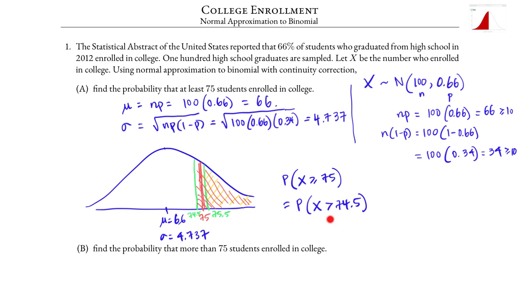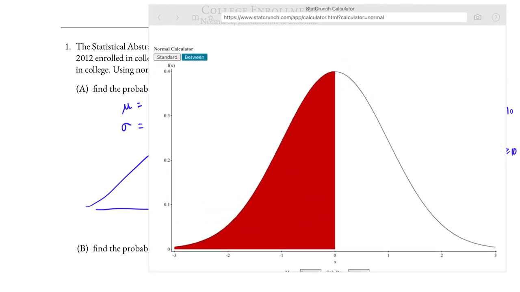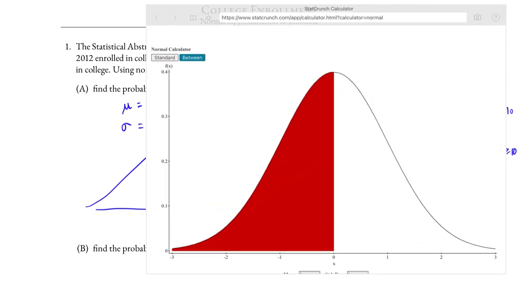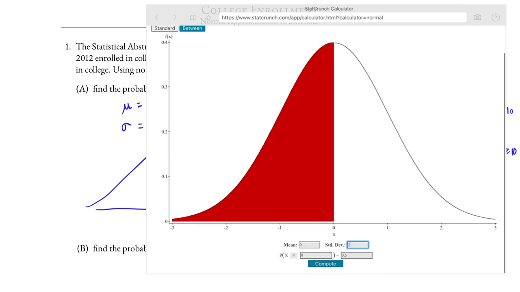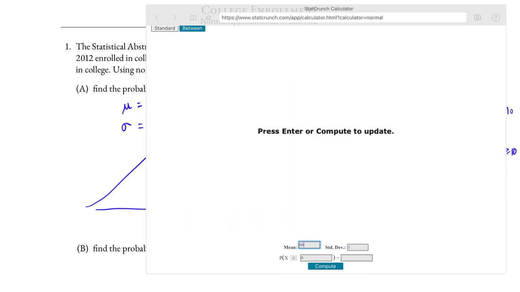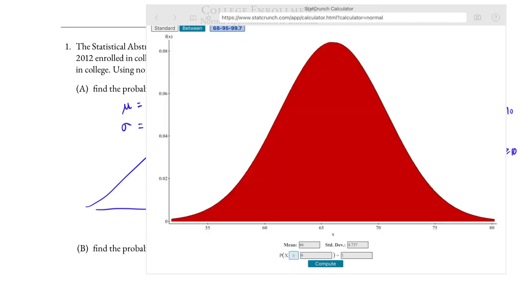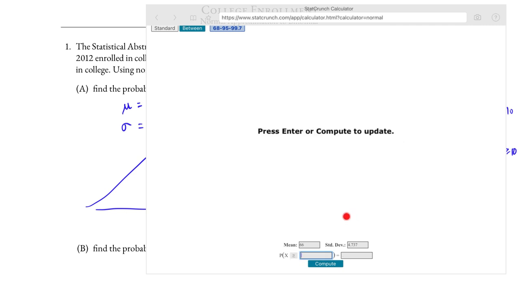We then use the normal calculator to evaluate this probability. This is only a one-sided probability, so we would choose the standard feature. We type in the mean 66, the standard deviation 4.737, and then we choose the inequality greater than or equals. We input the x value 74.5 with the continuity correction.